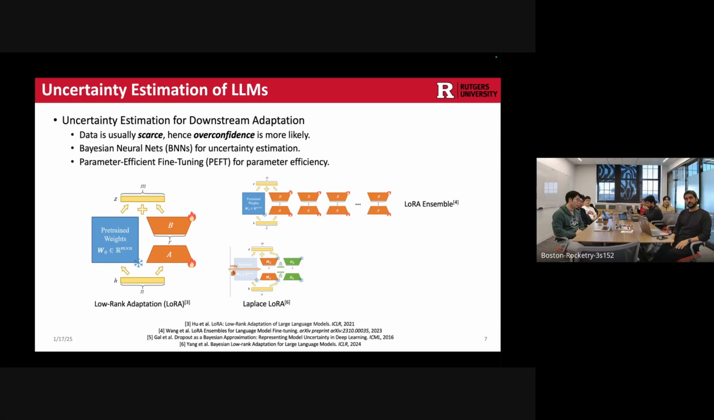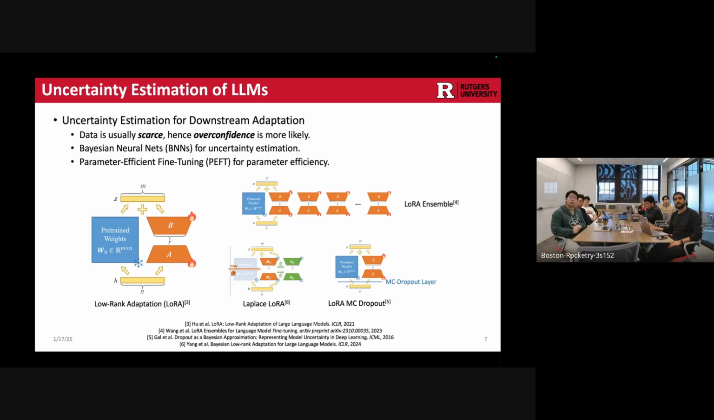Another work is what we call the Laplace LoRA. After the fine-tuning of the LoRA model, it assumes that your B and A are the mean of the Gaussian distribution, and then we estimate the Hessian of your weights on B and A, and we say the Hessian is actually the covariance of the Gaussian distribution. Then we have a distribution of the B and A, and during the inference, we can sample from this distribution. So then we can also have a predictive distribution.